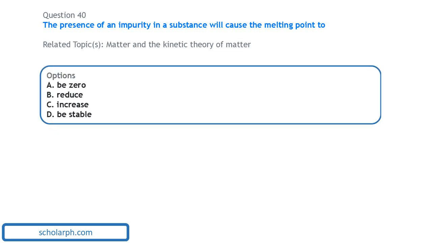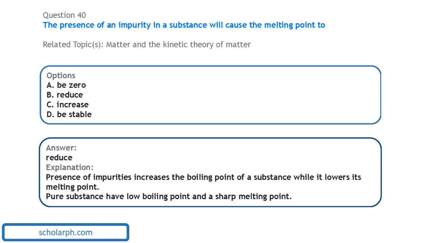Final question: the presence of impurity in a substance will cause the melting point to... Alright, the presence of an impurity in a substance is going to reduce the melting point, while it will increase the boiling point. It will reduce the melting point and increase the boiling point.